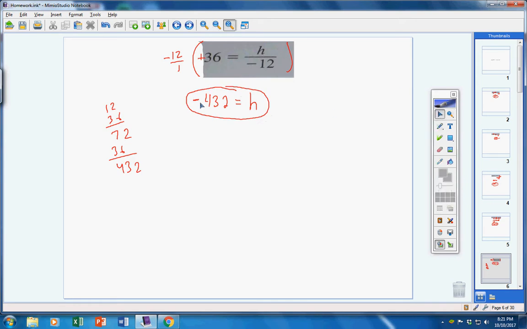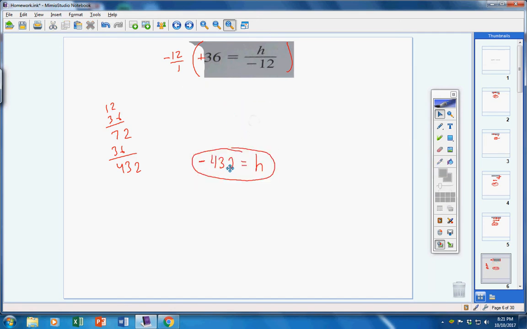And by the way, students, you can see now how important it is for us to check our answers. By checking our answers, I found a mistake. So many h's. If I put negative 432, a negative over a negative is positive. 432 divided by 12 is 36. So 36 equals 36. It checks.